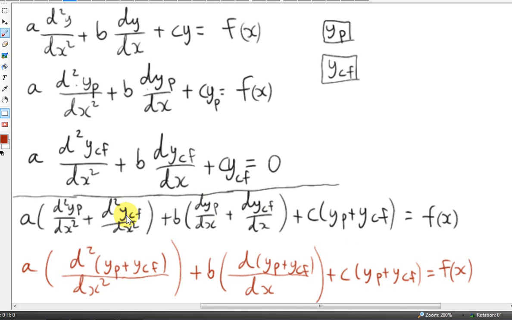And that's the end of our proof. You can see now that we've shown that this thing here, the sum of these two, is a solution of the differential equation. So yp plus ycf is a solution of this differential equation. It hinges on the fact that when we added the two equations together, we were adding f of x with 0.